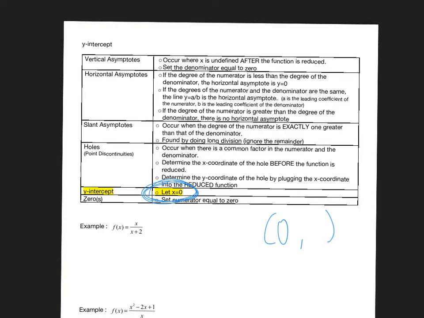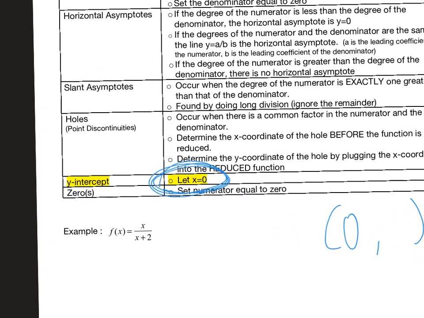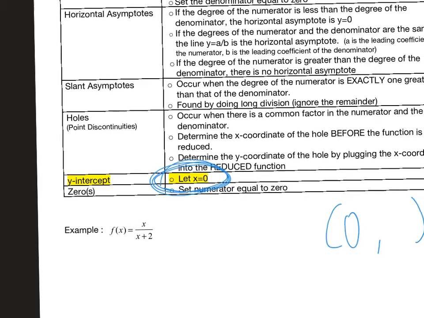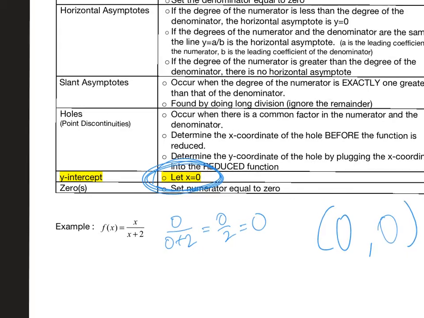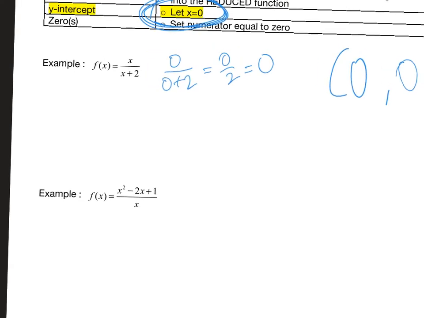So if you're taking a look at this particular function, if I let this in the numerator, sorry about that, I let that be 0, and I put that over 0 plus 2, that gives me 0 over 2, which just equals 0. This y-intercept is at 0, 0. Okay, so let's take a look at this next one.